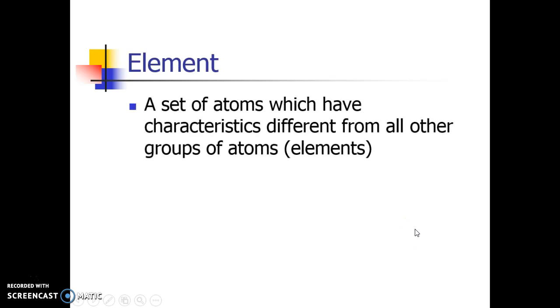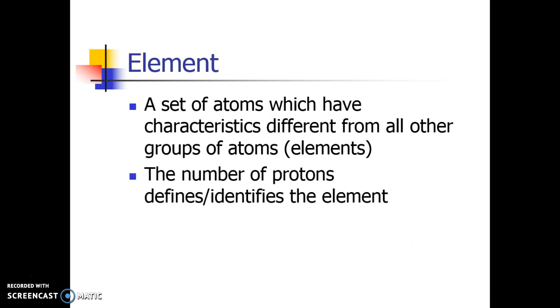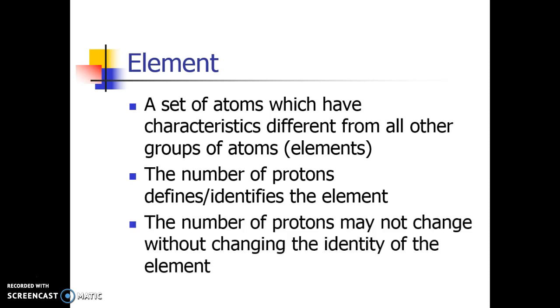All right, so let's review the idea of the element. So an element is a set of atoms which has different characteristics from all other groups of atoms, all other elements. What makes them the same? The number of protons is actually what makes every element unique. So if you have an atom with 6 protons, you know exactly what kind of atom it is. If you have 2 atoms with differing protons, you have 2 different elements. You cannot change the number of protons without changing the identity of the element. So that's important to know. So protons defines the element.